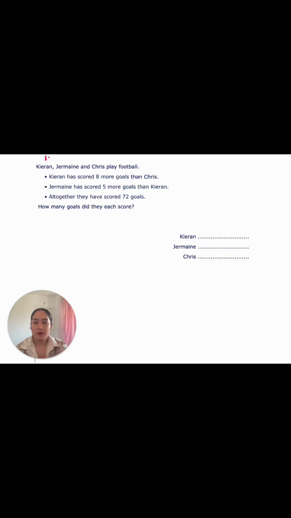First things first, we're going to assign a letter to each person. Then we're going to write algebraic expressions for each part of the question. So Kieran has scored 8 more goals than Chris, so K is represented by C plus 8. Jeremiah has scored 5 more goals than Kieran, so J is equal to K plus 5.